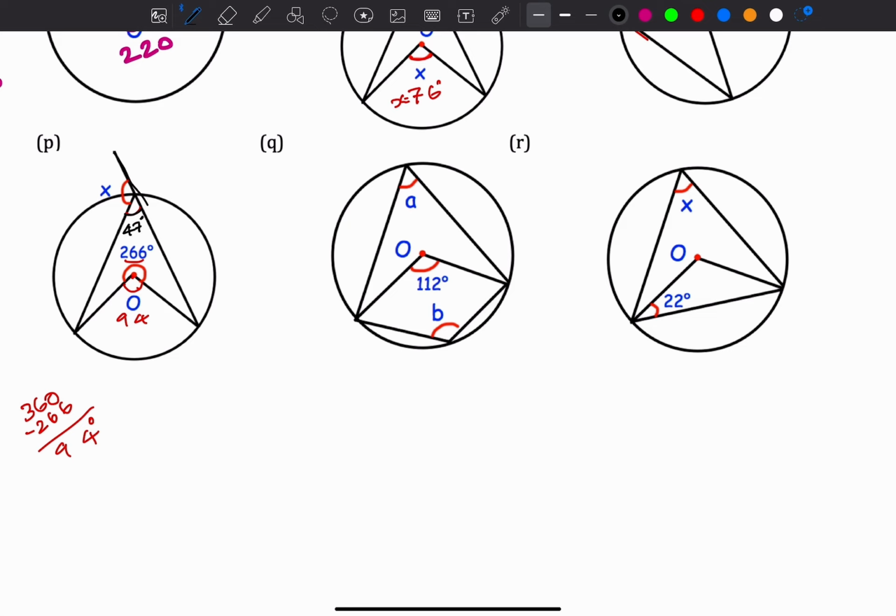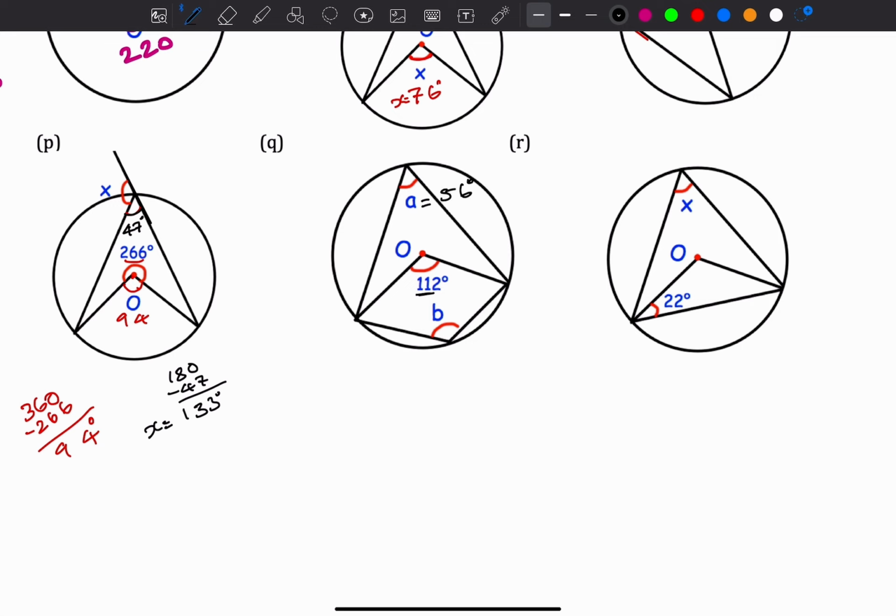Then this is a straight line. Can you see? So 180 minus 47 is 133. X is 133. Good. Then working out A is easy. The angle at the center is double the angle at the circumference, so half of this now is 56.